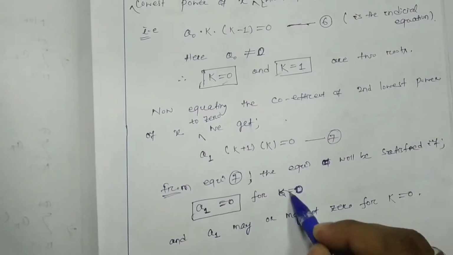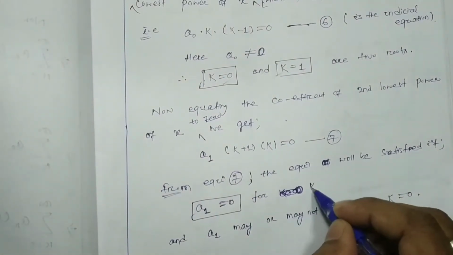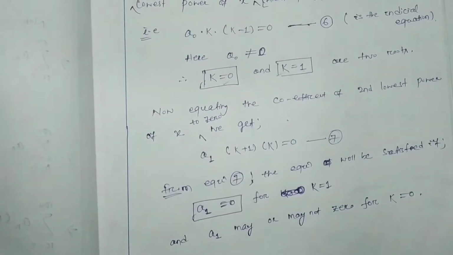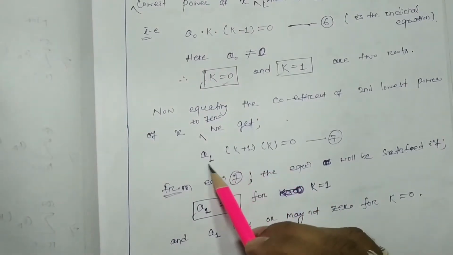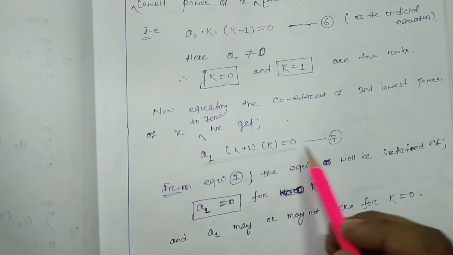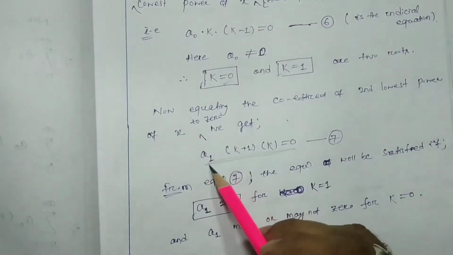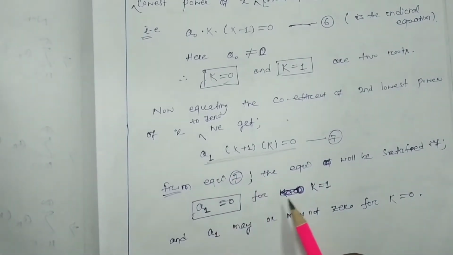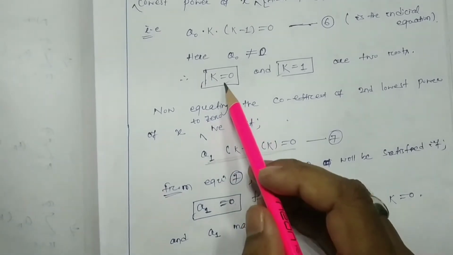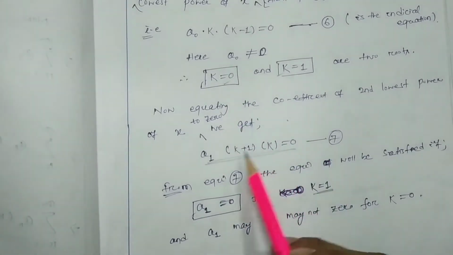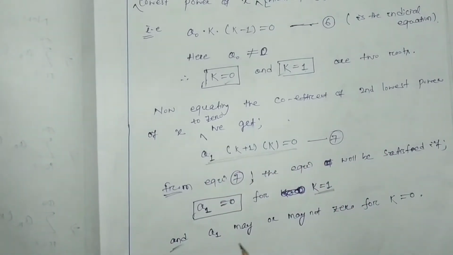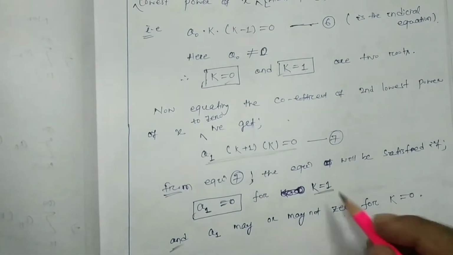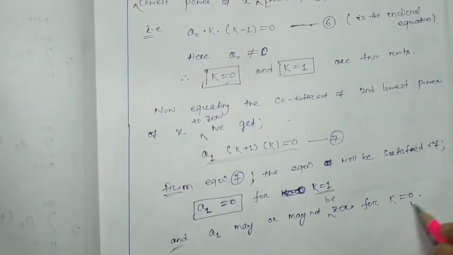Sorry, I made a mistake here. Suppose we consider k equal to 1. If k equal to 1, then to satisfy this equation 7, a1 should be 0. So a1 should be 0 for k equal to 1. Now for k equal to 0, a1 may or may not be 0. The same thing is written here: a1 may or may not be 0 for k equal to 0.